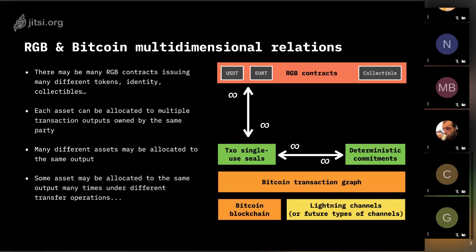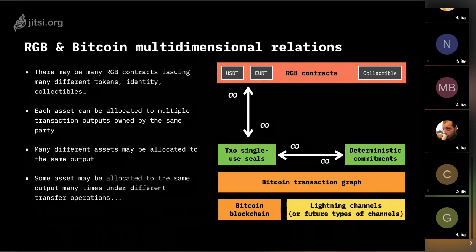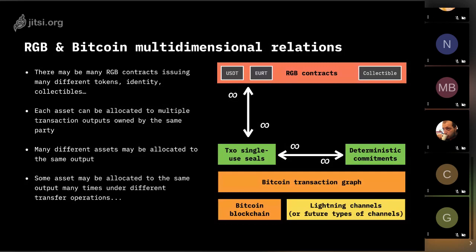So each time when you issue an RGB contract, like you issue an asset or you create potentially an identity or something else with RGB, you create RGB genesis, after which you will have another directed acyclic graph of RGB data, of the state transitions of RGB data. And this graph is linked using single-use seals to the Bitcoin transaction graph. So you have a graph on top of a graph.